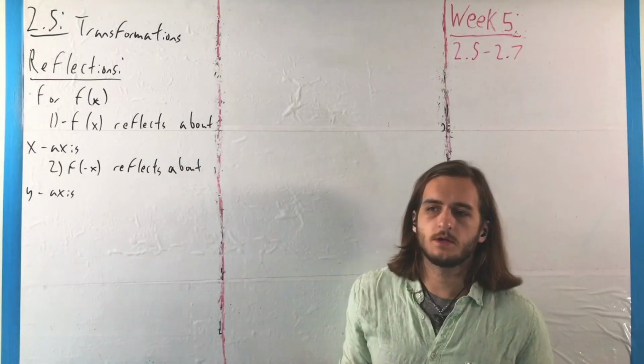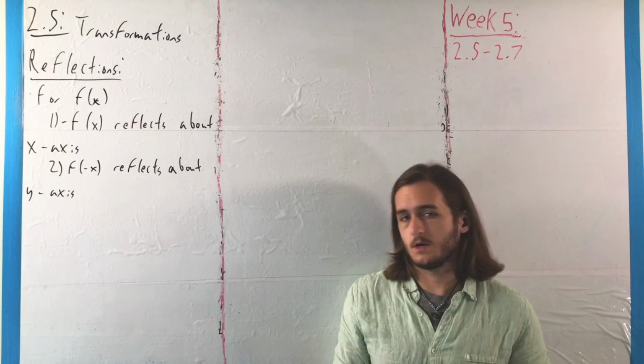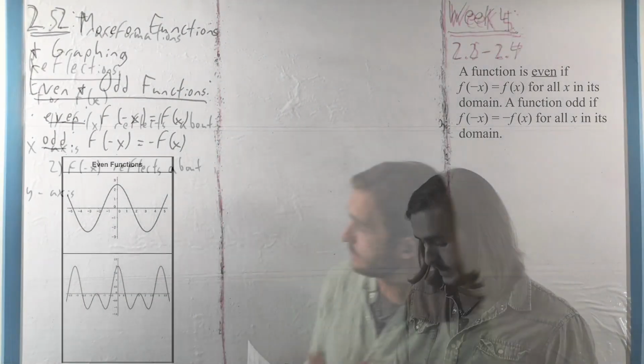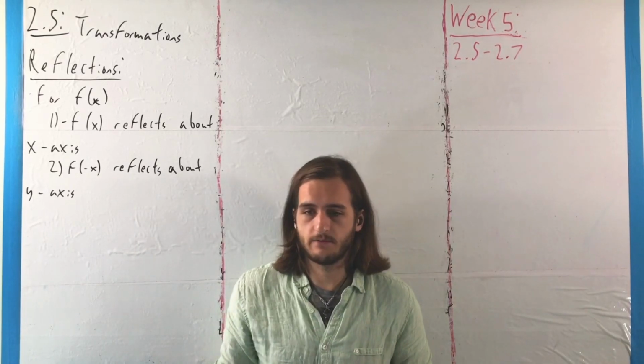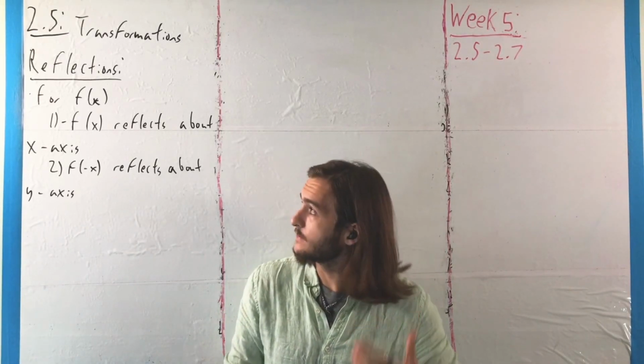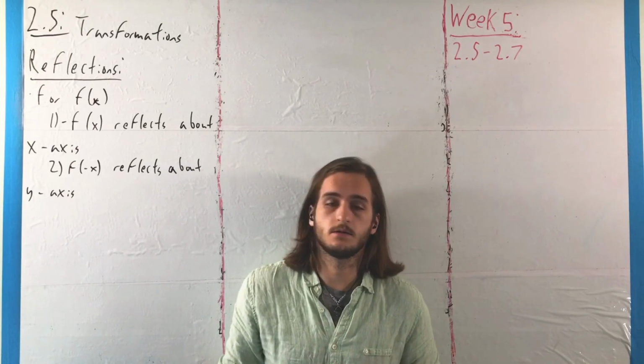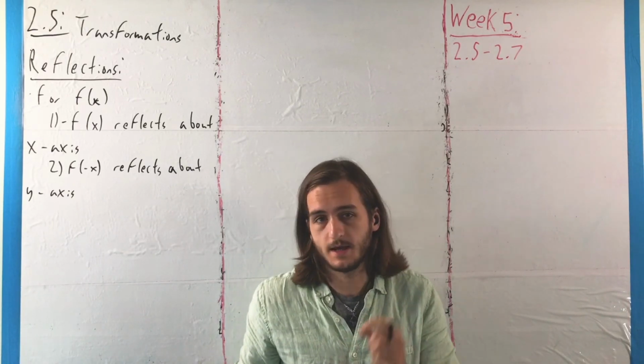For reflections, what we're looking at is something very similar to the type of thing we talked about with symmetries and even and odd functions, where if you've got some function f of x, negative f of x reflects our graph about the x-axis. So be careful there when it says reflects about the x-axis.